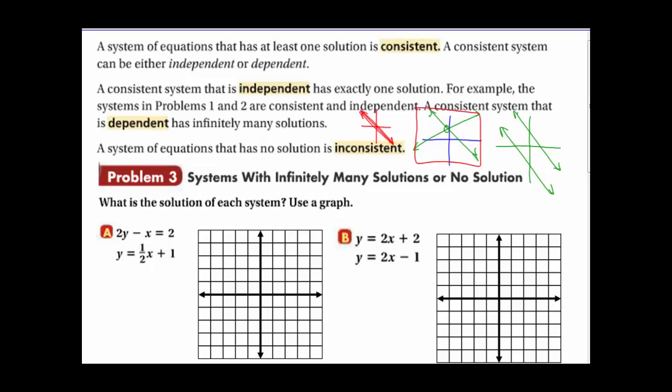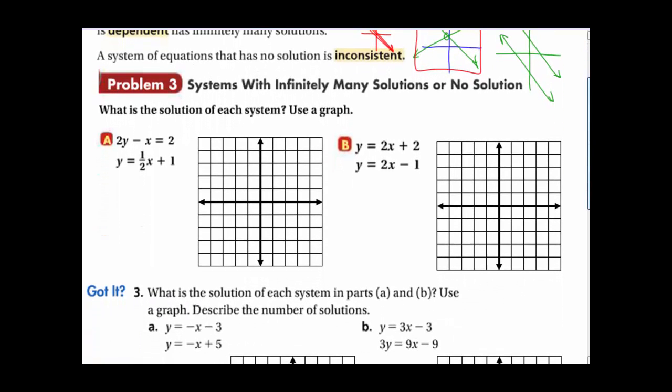So on problem 3, we're going to look at infinitely many solutions or no solution. What you need to do, we're going to hit pause in a second. You're going to graph A and B, and then tell me, is it consistent or inconsistent? And if it's consistent, tell me if it's dependent or independent. So again, graph the equations, tell me if there's a solution. Go.